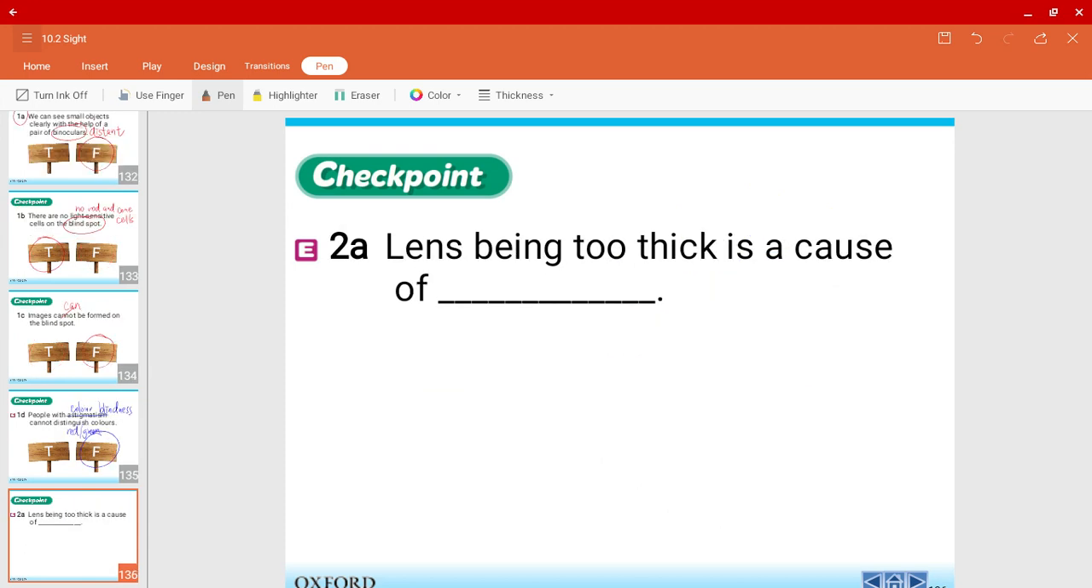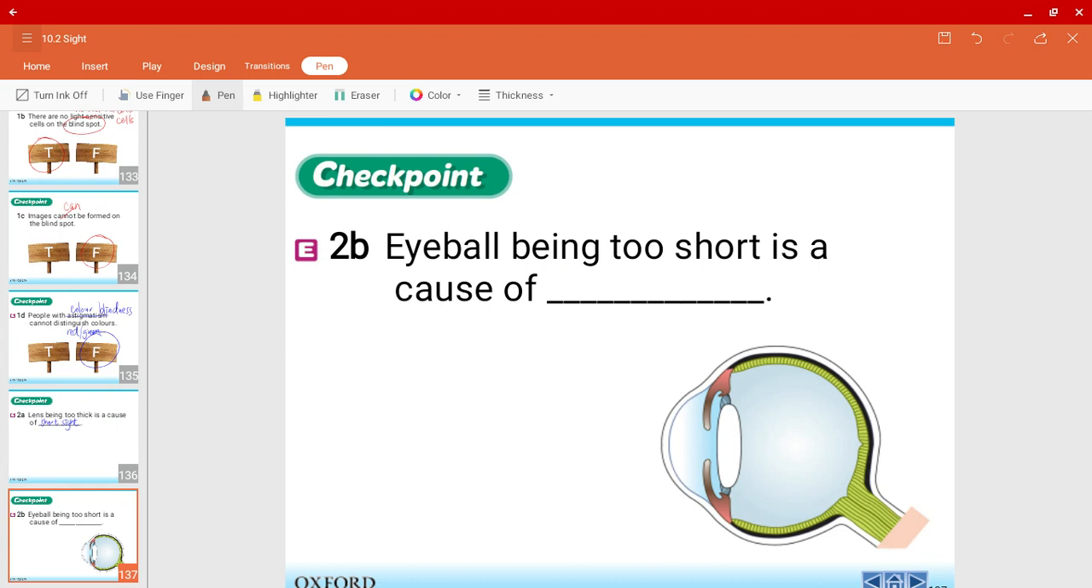Question 2. Lens being too thick is a cause of, yes, it is a cause of short-sightedness. And the lens being too thin is a cause of long-sightedness, or long sight. Question 2b. The eyeball being too short is a cause of what type of eye defect?